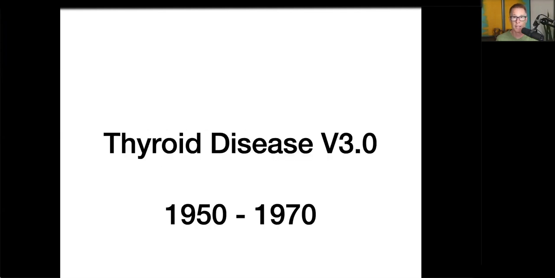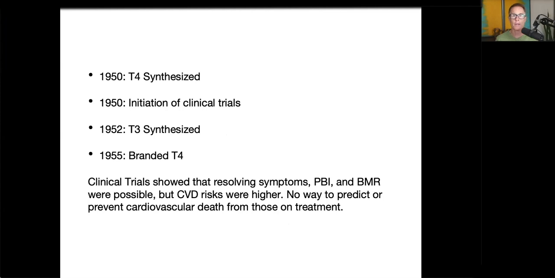Now we've got the next stage, which is like the 50s to the 70s. So what's going on here is that they've got many thyroid medications. They've made T4, they made T3, they've done some clinical trials, and they've got branded versions of T4 that came out. They're still using basal metabolic rate to see who has thyroid disease and who's getting enough medication. They're also measuring protein-bound iodine. So they're progressing and they're getting better at diagnosing and better at treating. Here's the problem. Here's the big deficit at this stage.